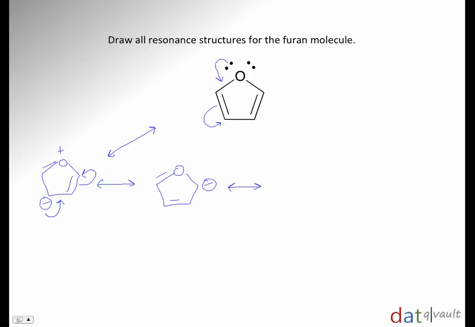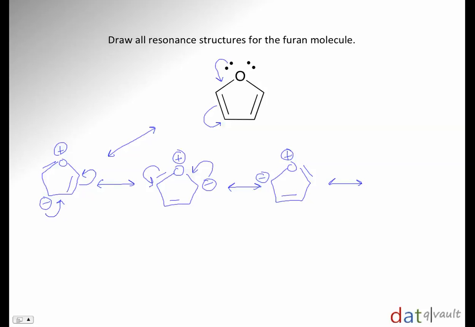We can keep working our way around this molecule by taking these electrons here and putting them into this bond. Oxygen still has a positive charge on it, and we take the electrons in this double bond and put them onto this carbon. Notice oxygen still has a positive charge in each case, and we're moving around these electrons, or this negative charge, onto each of the carbons in this cyclic molecule.